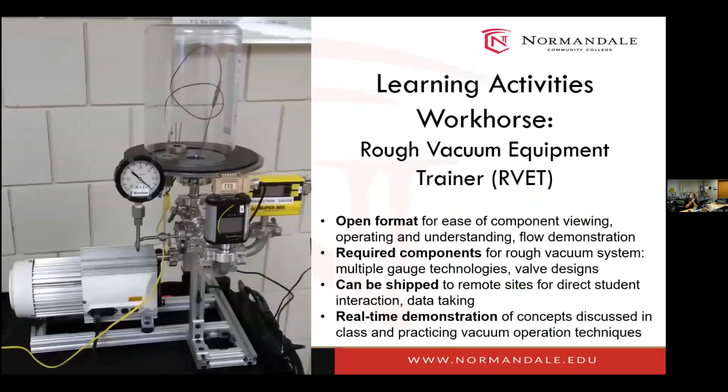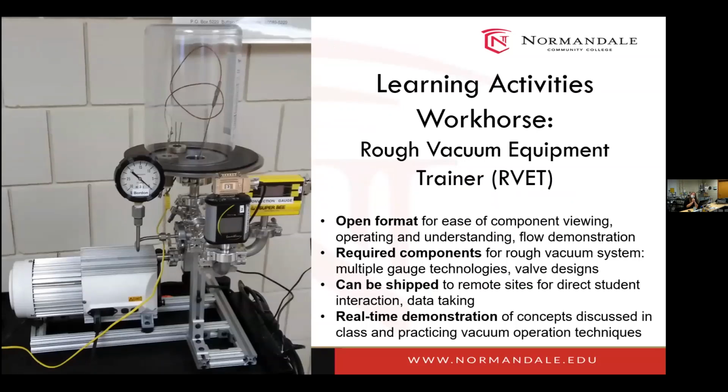So another resource that we use that is a workhorse for our in-person meetings is the rough vacuum equipment trainer, which is essentially a rough vacuum. It has all of the components that we would need for a basic vacuum system. And one of the beautiful things about this system is that it's a very open concept. You can see what all the flow paths are, what all the components look like. There's nothing hidden behind any veils.